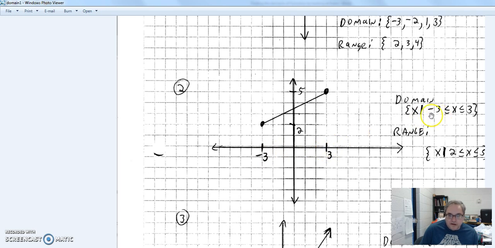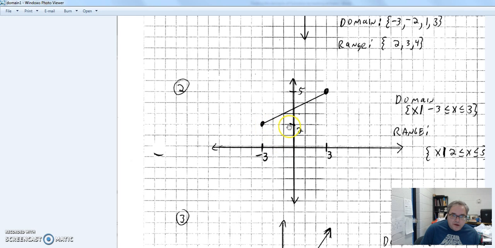Now, there's different ways of writing notation. This is one way. This is set builder notation. x such that, that's what this means, x such that x is between -3 and 3, and these equals indicate that it does reach these endpoints. So -3, that x value is reflected there. +3, x value is reflected there. There's no breaks in it. That's my domain.